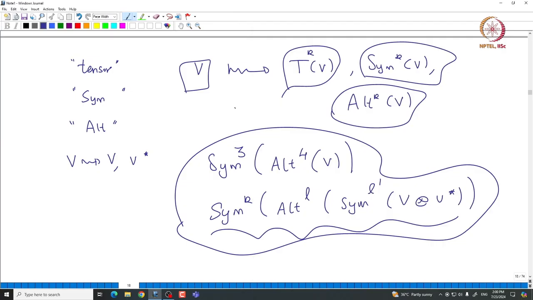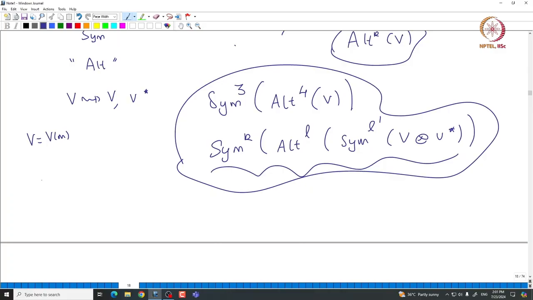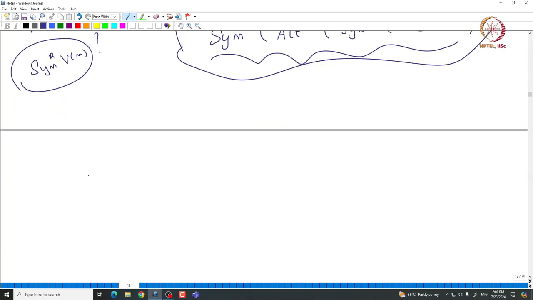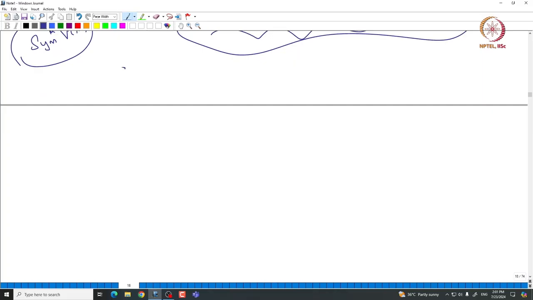For example, if we start with V being just V of m, we can simply ask, what will be SYM K of V of m? We already know that the module is completely reducible. I will leave it to you to think about whether we can write down explicitly the irreducible decomposition of this SYM K of V of m. It is not that easy. I will leave some important exercises.